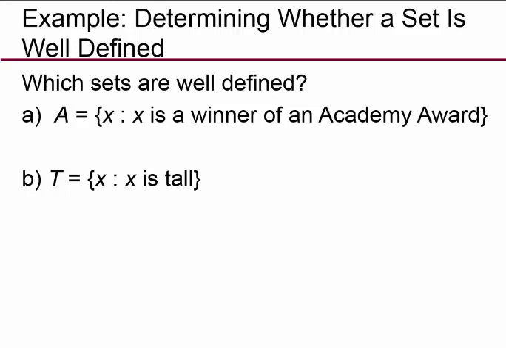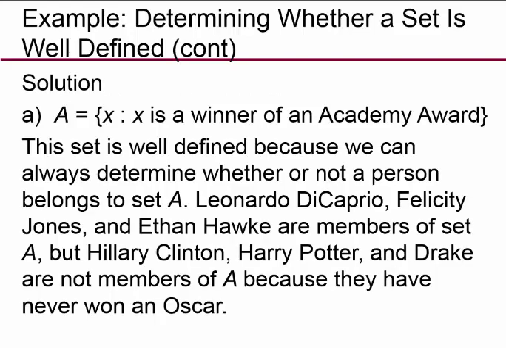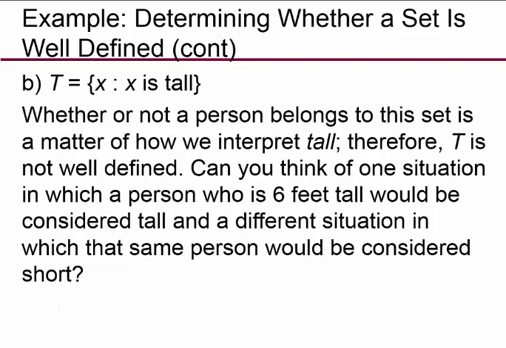Which sets are well defined? Set A is equal to the set of all X such that X is a winner of an Academy Award. And then B, T is equal to the set of all X such that X is tall. So we can see that the first one is well defined because we can always determine whether or not a person belongs to set A. And so it is what they call a finite set, and we can literally list all of the Academy Award winners. Now, for set T, whether or not a person belongs to this set is really a matter of perspective and how you interpret the word tall. So therefore, T is not well defined.